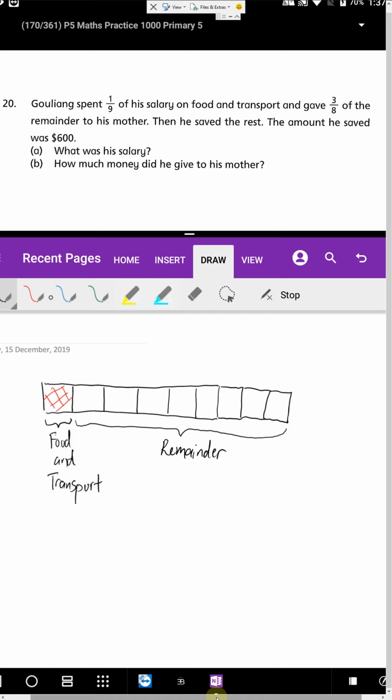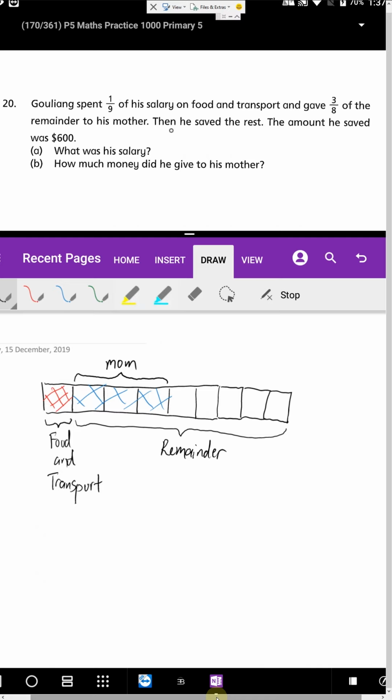I can straightforwardly draw the 3 parts here to represent the amount of money that was given to his mom. Right? So it happened that it is 3 out of 8, so I can straightforwardly shade these 3 parts. If this fraction is like 3/10, then it will be much more difficult. I'm not gonna explain that. If we meet this kind of problem, then I will tell you later. Okay, so I'm gonna label this. This is for his mom.